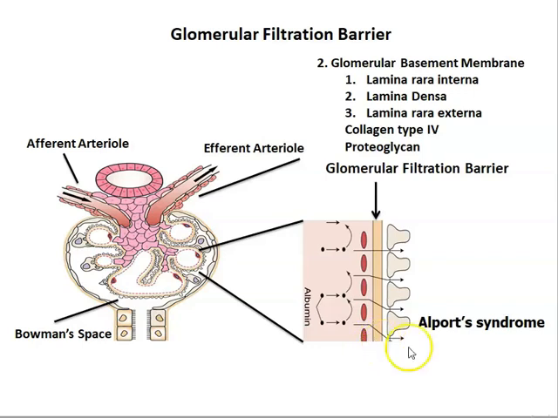So those children with Alport syndrome will be born with a high level of proteinuria as well as hematuria. And this might result in kidney failure.